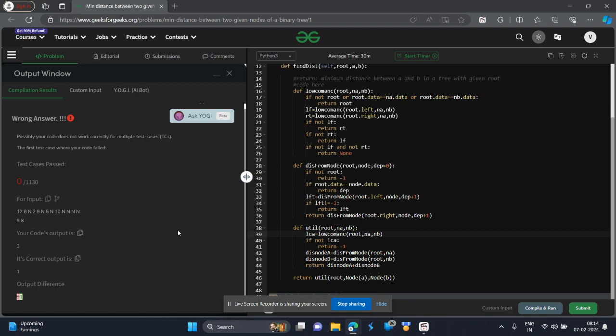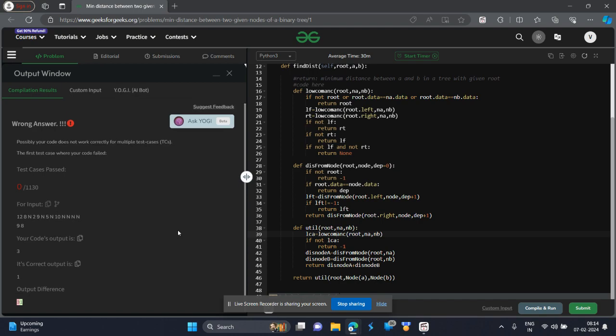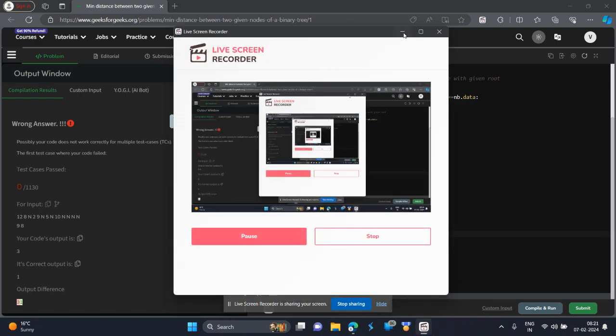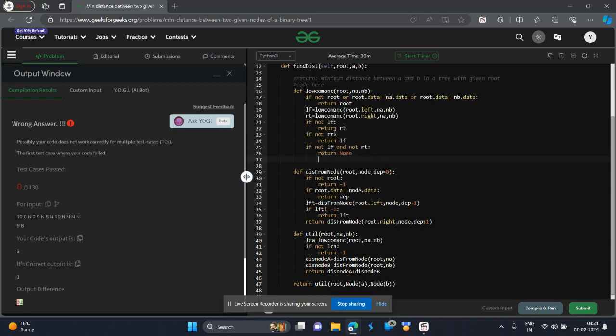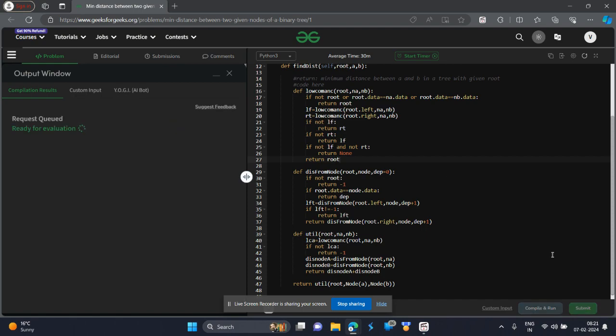Now let me check what I have done. Code output is 3, expected output is 1. Let me pause it and check. Okay, now I may have figured out what I'm missing. We check the base condition. We calculated the same for the left subtree and right subtree, and we returned right if left is not present, and similarly for right. But what if there is left and there is right also? In that case we have to return root. That I may have missed. Let's see, it should do the job.